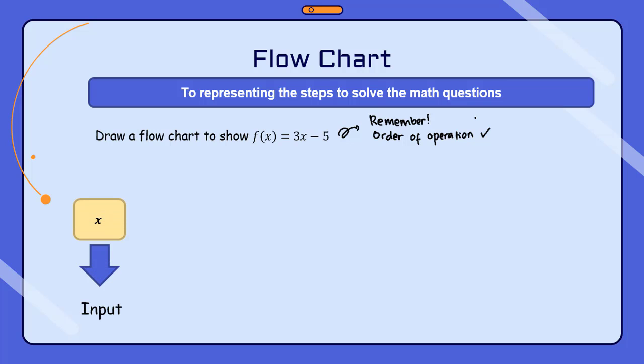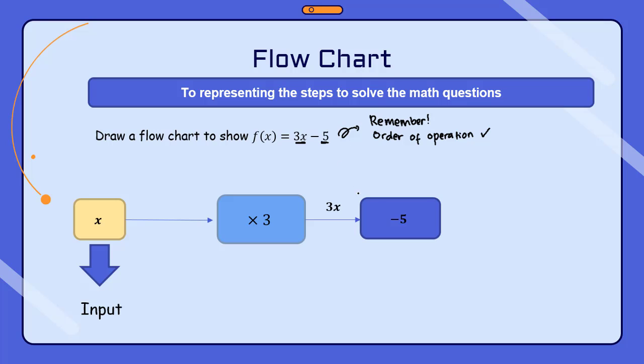Let's use x as an input. And after that, we have to multiply this input by 3, and we'll get 3x. And after that, we have to subtract 5. And after that, we will get a final result, which is 3x minus 5. And this final result, we call it the output.